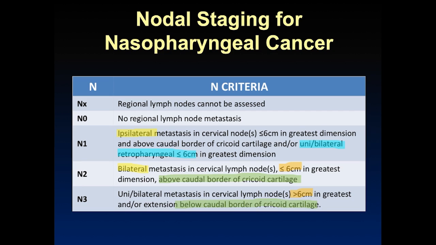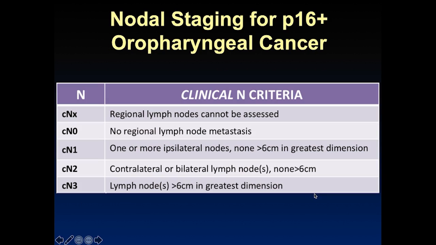But if you have any low neck nodes, that is anything below the caudal border of the cricoid cartilage, so essentially any nodes that are level 4 or level 5B, those are going to be considered N3 nodes, as well as any lymph nodes that are bigger than 6 centimeters.